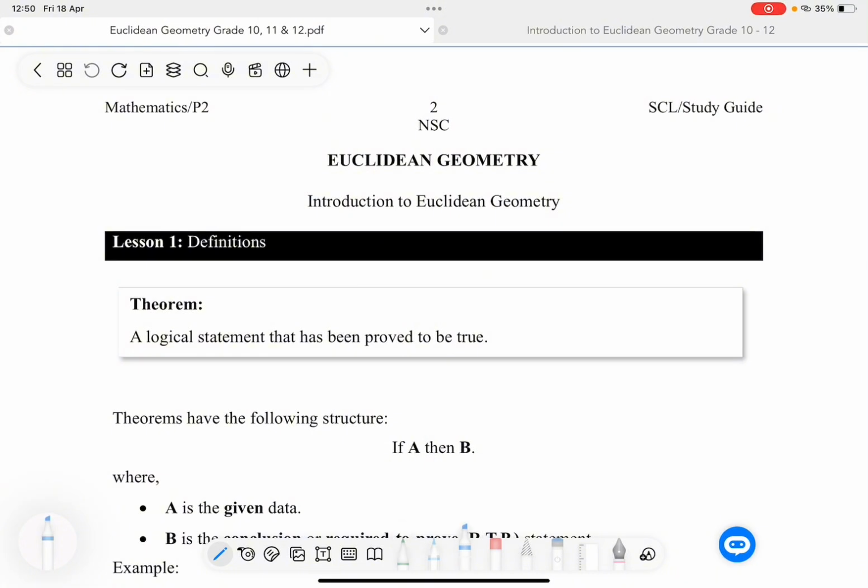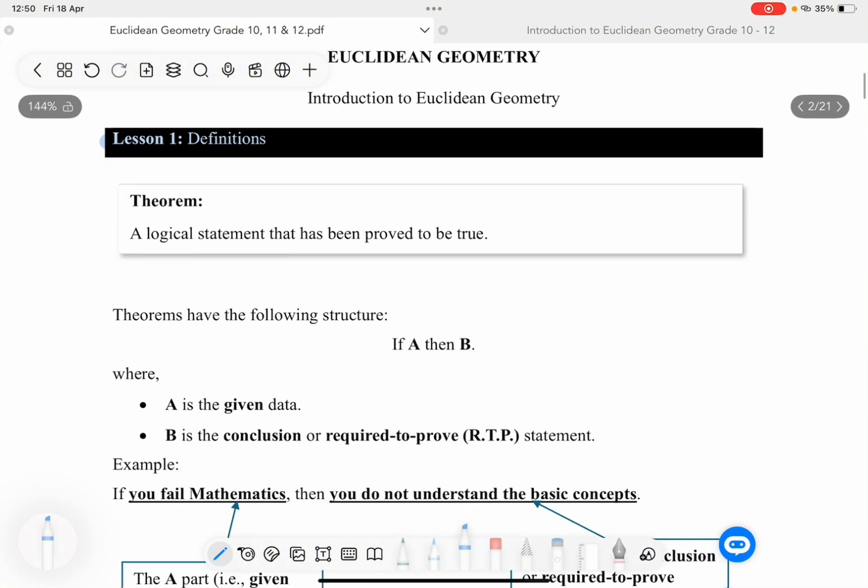In lesson 1, we'll look at a number of definitions that are important for us to understand this topic. We will begin by looking at the definition of what a theorem is. A theorem can be understood to be a logical statement that has been proved to be true. When we say the statement is logical, it means that it has reasoning in it. It makes sense. There's some form of structure.